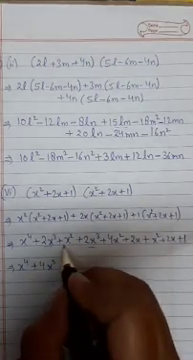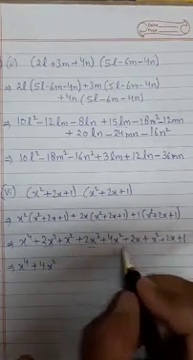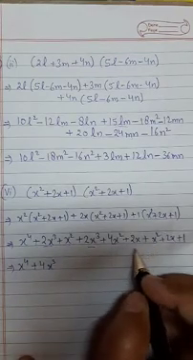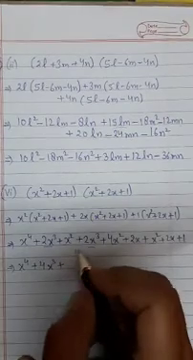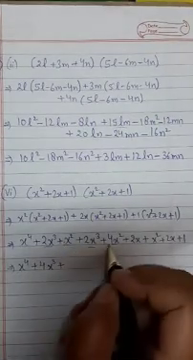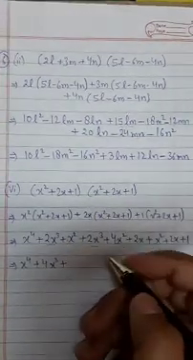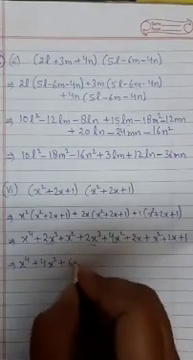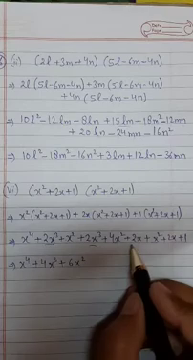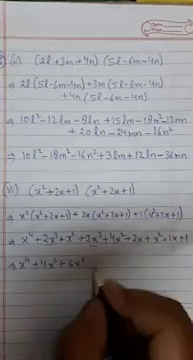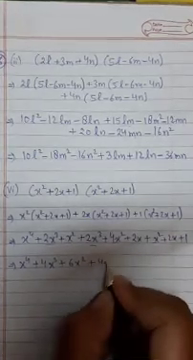Going for x square term. x square plus 4x square plus x square. All are positive, so the sign will remain plus and they will be added. So 1 plus 4 is 5 plus 1 is 6. So it will be 6x square. Finding the x term now. Plus 2x plus 2x will give you plus 4x.